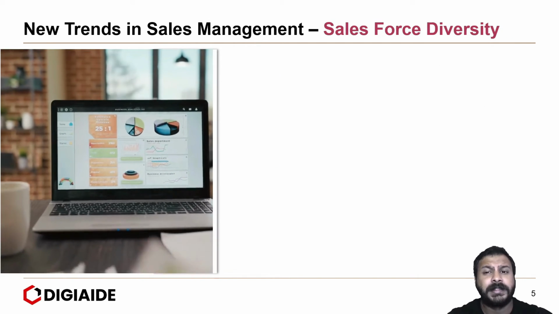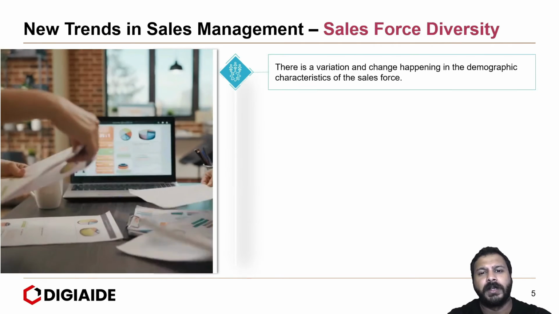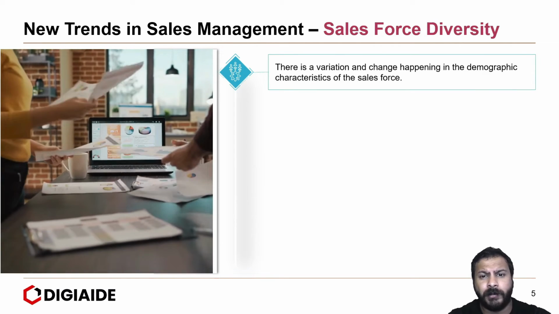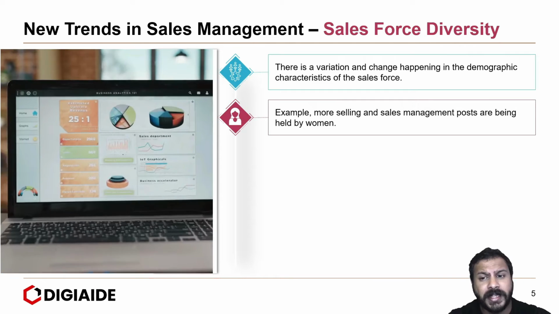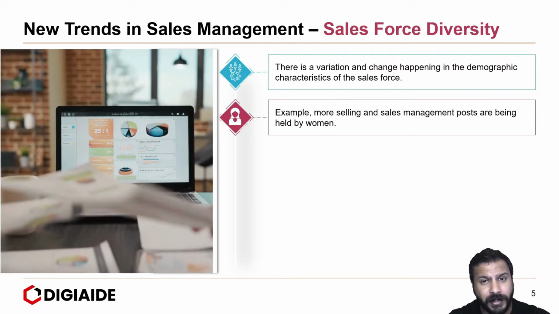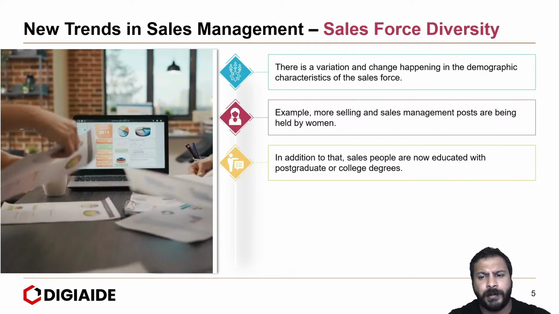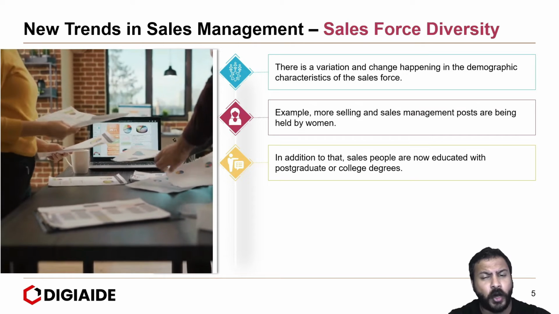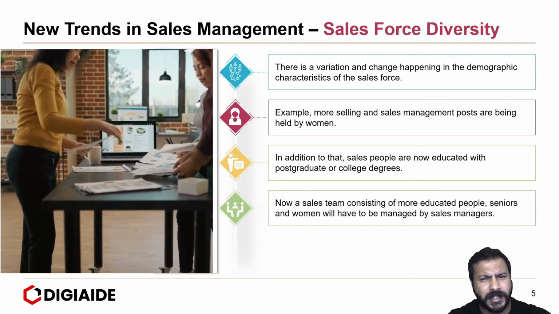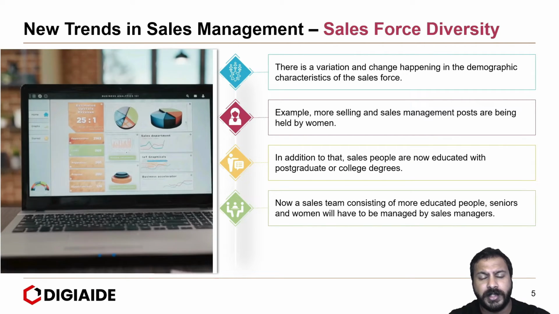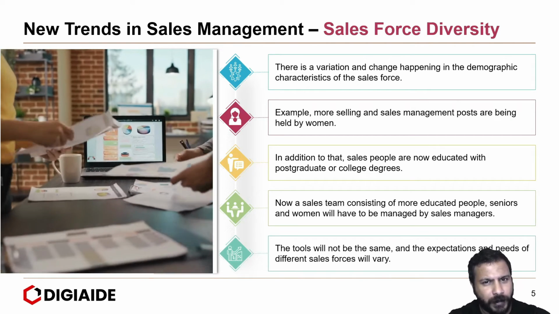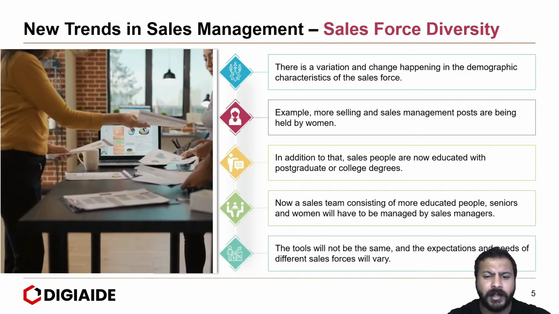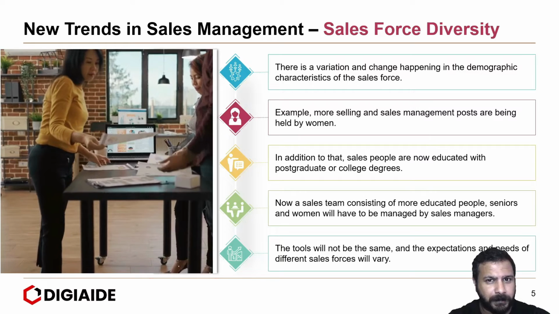Moving on to the third, sales force diversity. There is a variation and change happening in the demographic characteristics of the sales force. For example, more selling and sales management posts are being held by women. In addition to that, salespeople are now educated with postgraduate or college degrees. Now a sales team consisting of more educated people, seniors, and women will have to be managed by sales managers. The tools will not be the same, and the expectations and needs of different sales forces will vary.